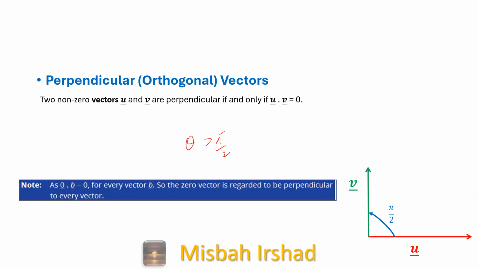So let's see how this matters. The dot product measures how much one vector points in the direction of another. So a large positive value indicates similar directions, 0 indicates perpendicular directions, and a negative value indicates opposite tendencies.